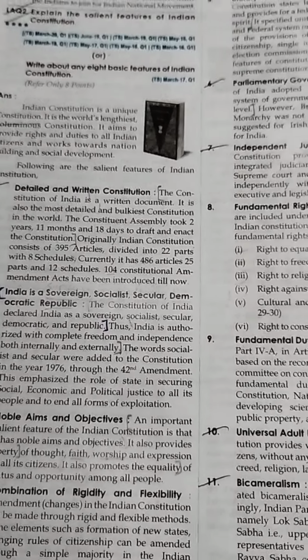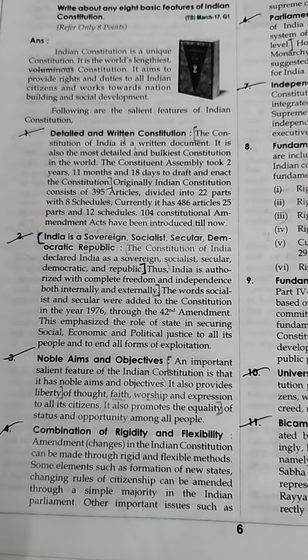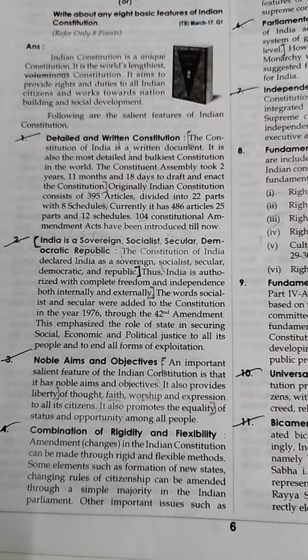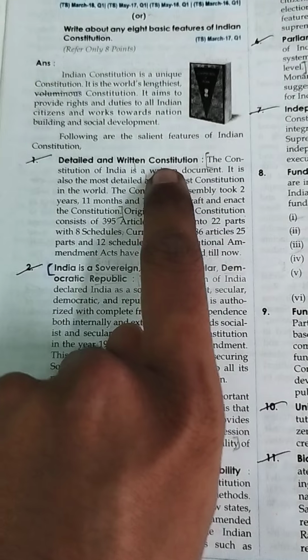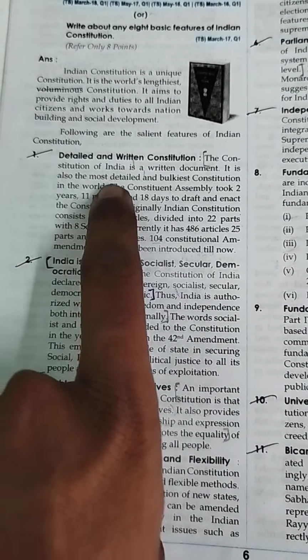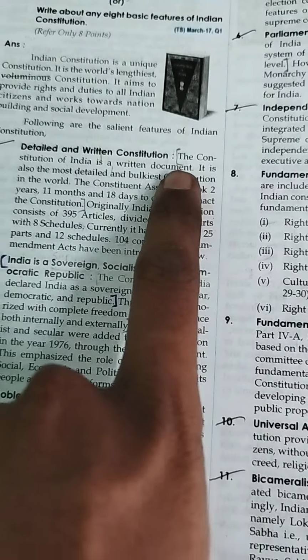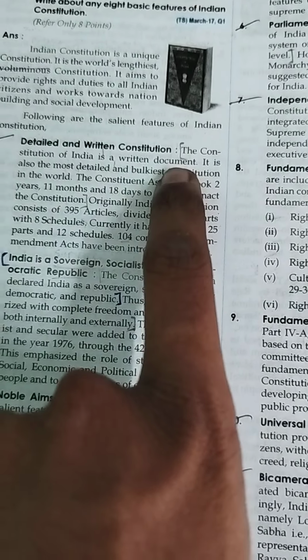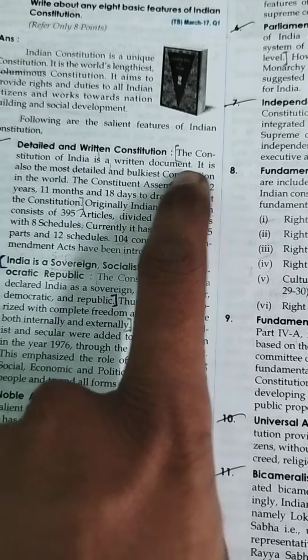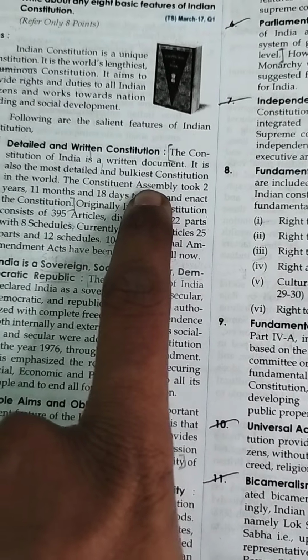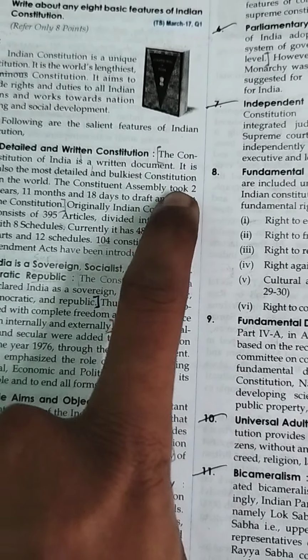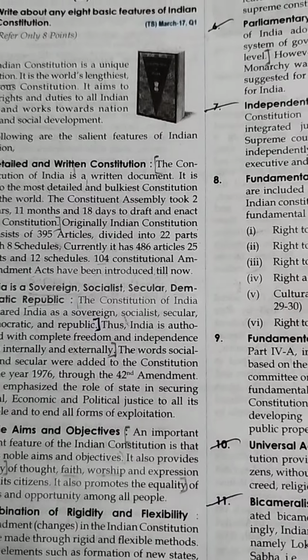Next, following are the salient features of the Indian Constitution. Detailed and written constitution. The Constitution of India is a written document. It is also the most detailed and published constitution in the world.